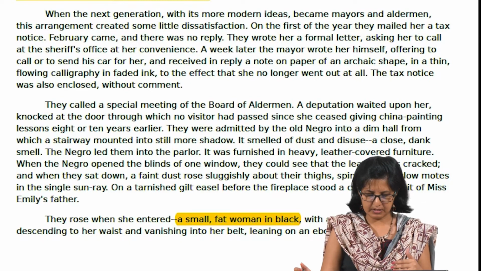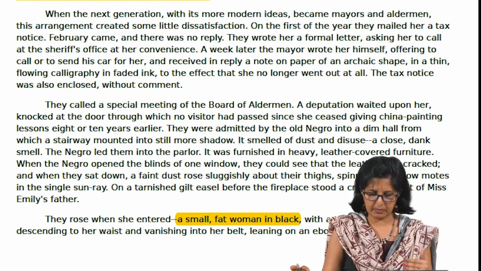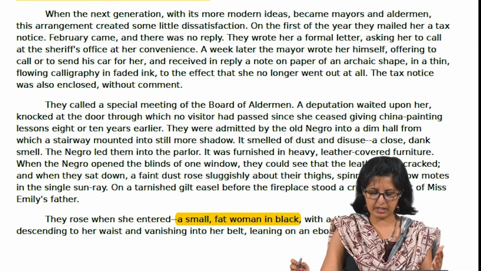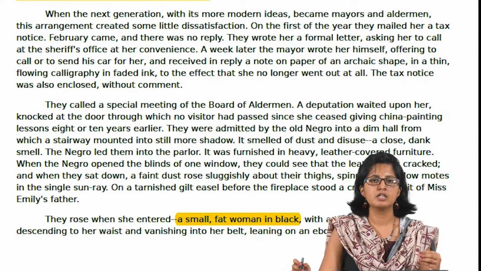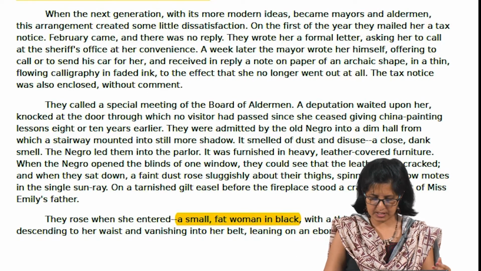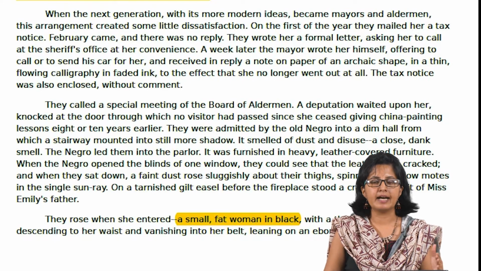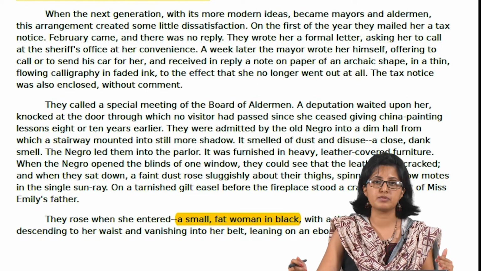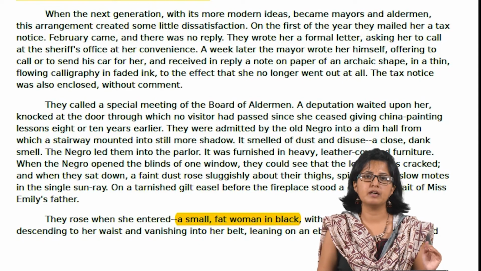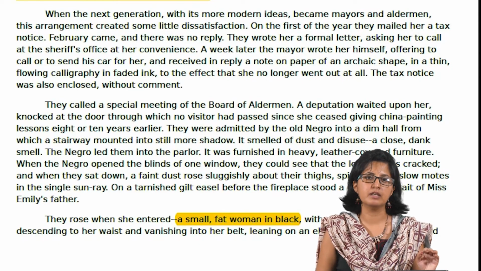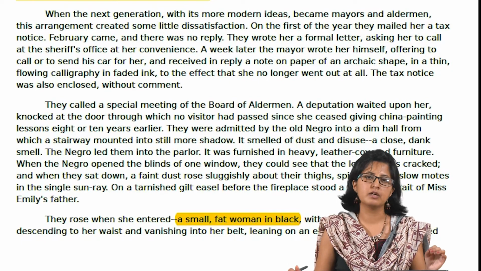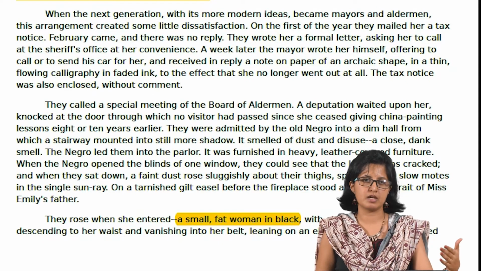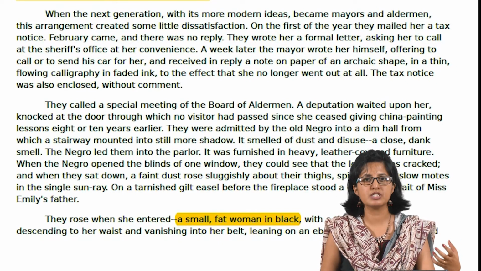There is a reference to this incident when the aldermen, after having a special meeting of the Board of Aldermen, come to Emily's home to collect taxes, and this is how she is described: a small fat woman in black. And we find in a later segment of the story one of the earlier descriptions about Emily, she being a small, thin woman wearing white. So we see this transition also affecting the way in which perhaps Emily responds to the changing circumstances, the changing socioeconomic conditions, and the shifting value systems.